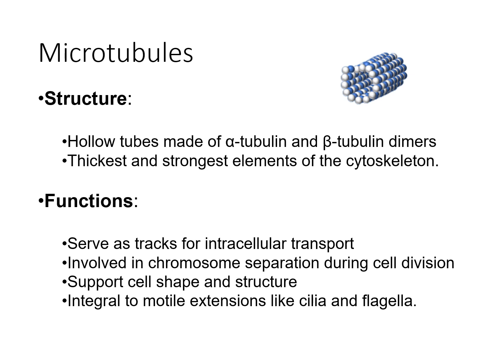Microtubules are the thickest and strongest components of the cytoskeleton. Structurally, they're hollow tubes made of alpha-tubulin and beta-tubulin dimers, forming long, rigid filaments. Functionally, microtubules serve as tracks for intracellular transport, helping move vesicles and organelles around the cell. They also play a key role in chromosome separation during cell division, support cell shape and structure, and form the framework for motile extensions like cilia and flagella.